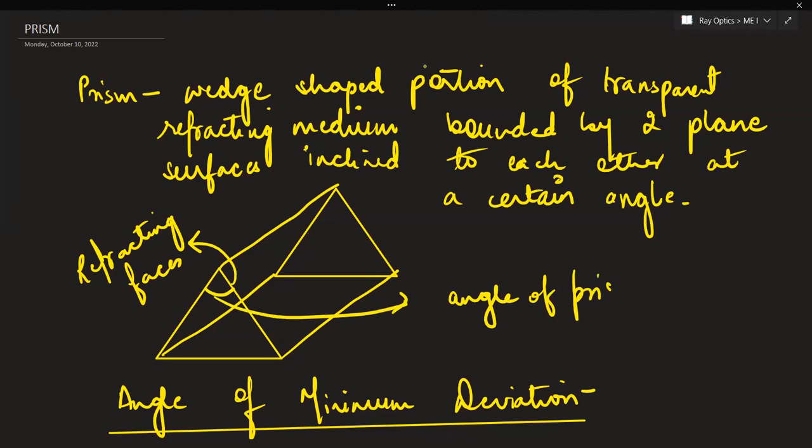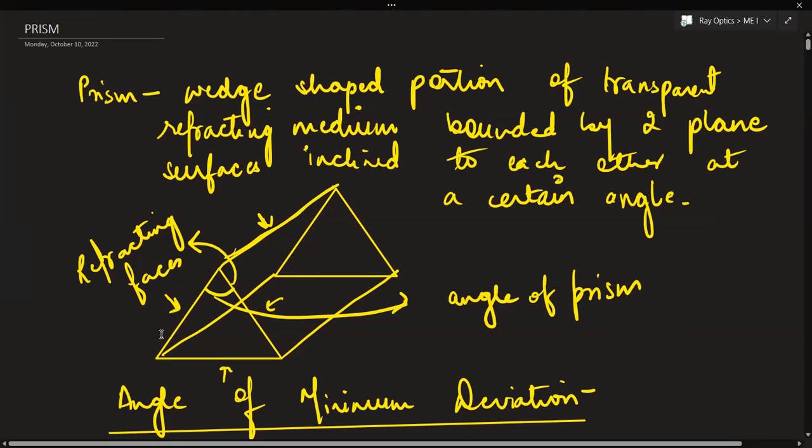This angle can be any angle. If it's an equilateral prism, meaning all these sides are equal, then this angle will be 60 degrees because all the angles are 60 degrees in that case. So a prism is a wedge-shaped portion of transparent refractive medium bounded by two plane surfaces inclined to each other at a certain angle. You have refracting faces. This part is known as refracting edge. Then this is the principal section which looks triangular, and these are the refracting plane surfaces.